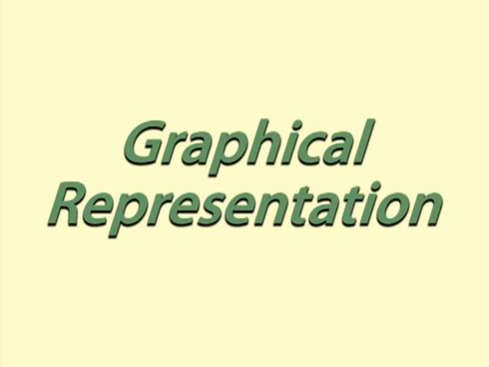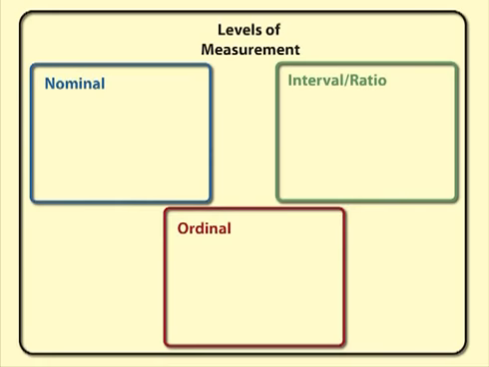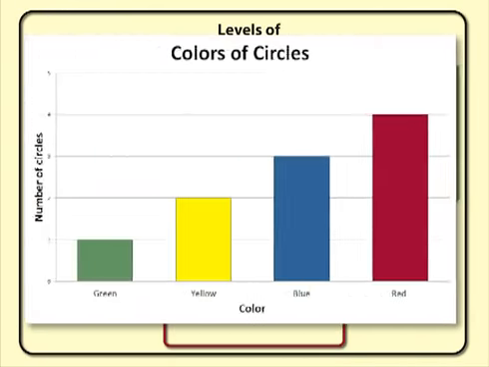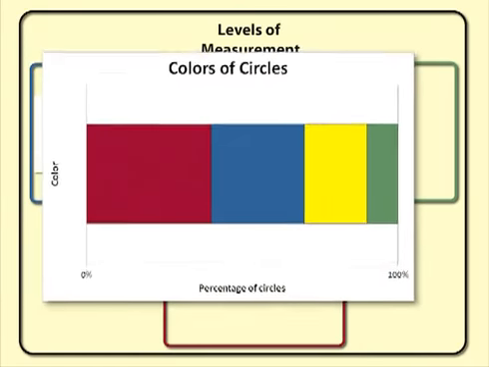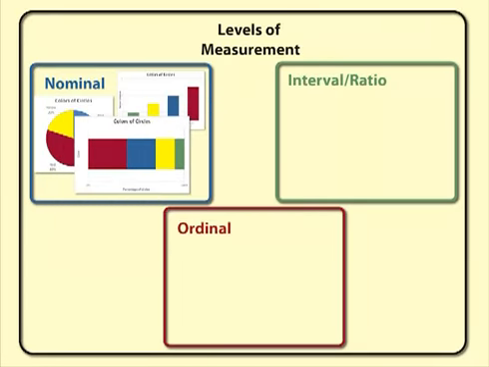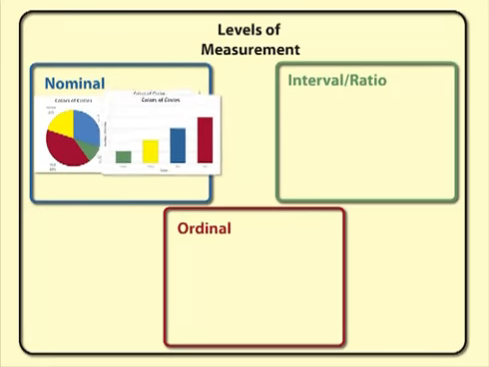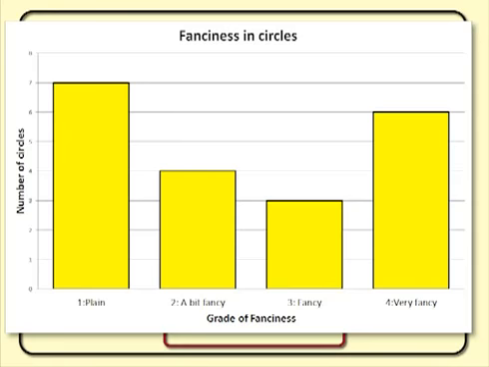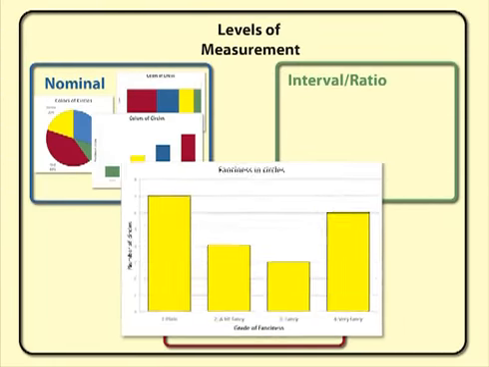Graphical representation. The way data should be represented in a graph or chart depends on the level of measurement. Nominal data can be displayed as a pie chart, column or bar chart, or stacked column or bar chart. In most cases, the best choice for a single set of nominal data is a column chart. Ordinal data must not be represented as a pie chart, but is best shown as a column or bar chart.